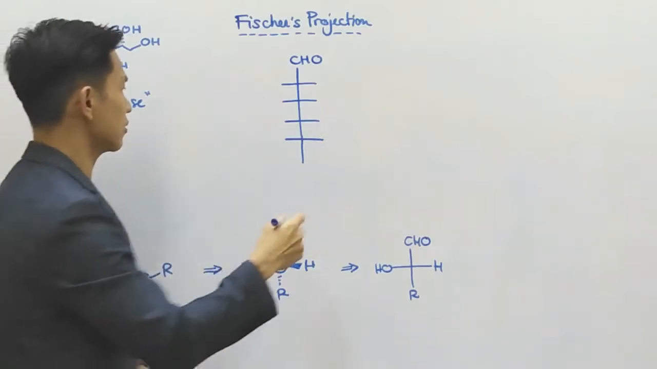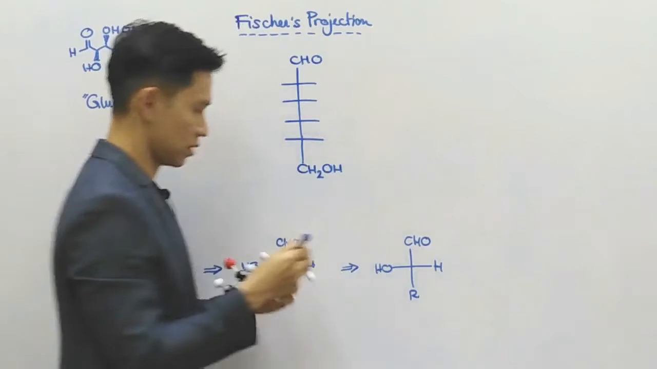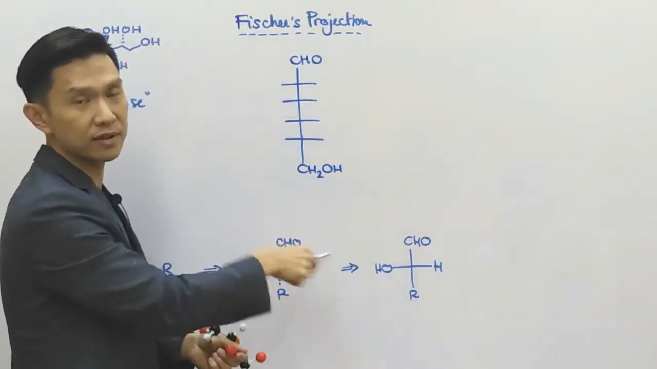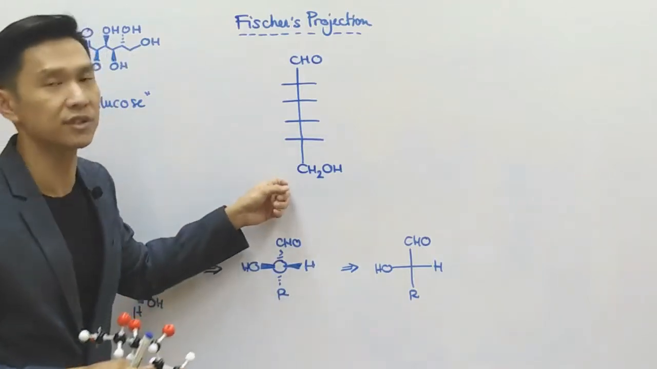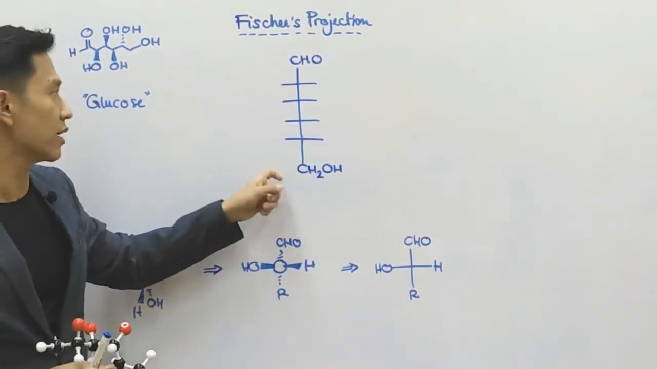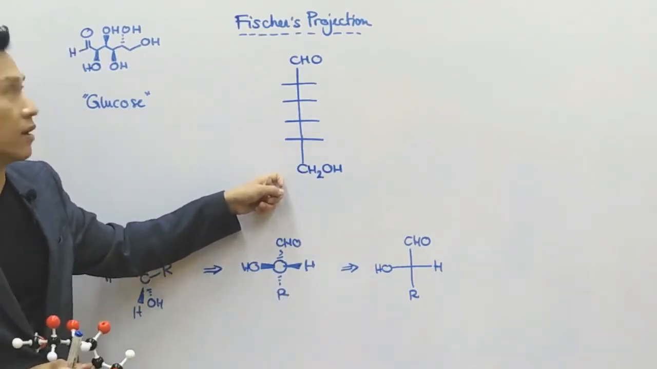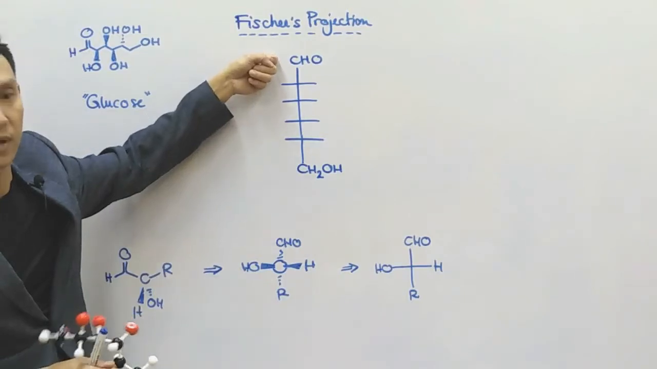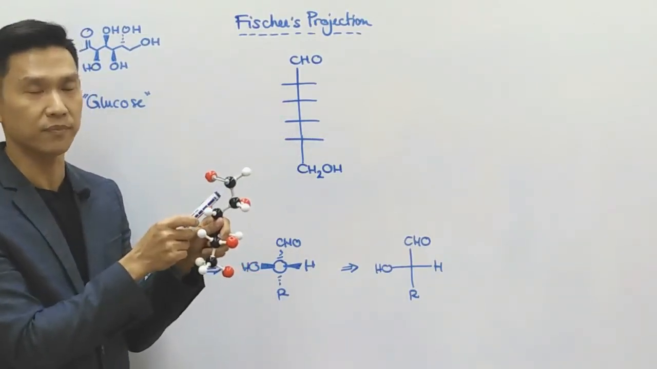So that means the OH of the last carbon has no meaning. You can draw it right, left, down, whatever. So because it is not a chiral center, we don't have to use Fischer projection for this carbon atom and also for this carbon atom, right? Because this carbon atom is not a stereogenic center.